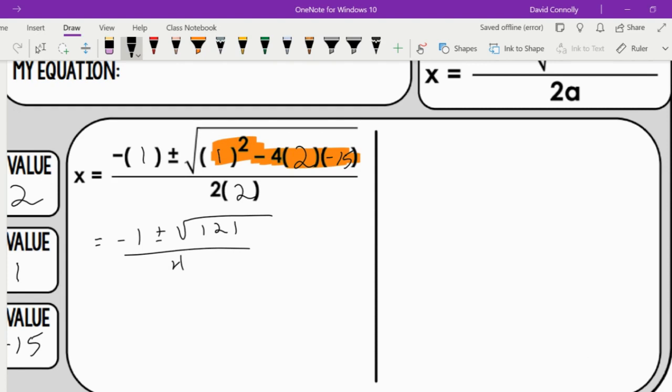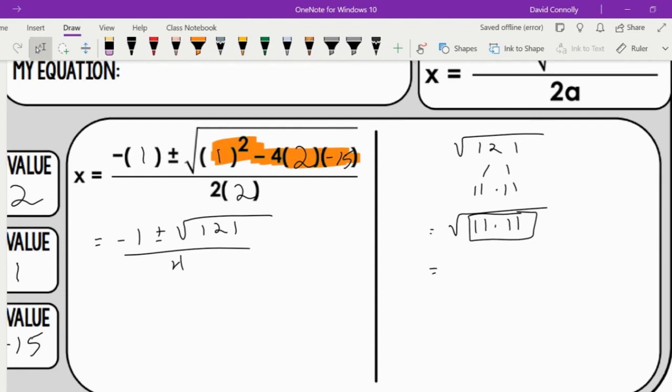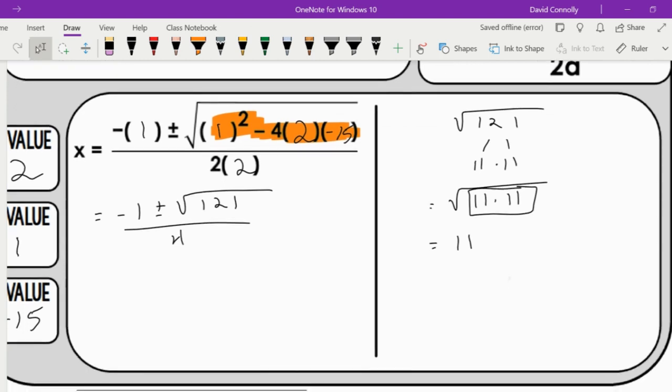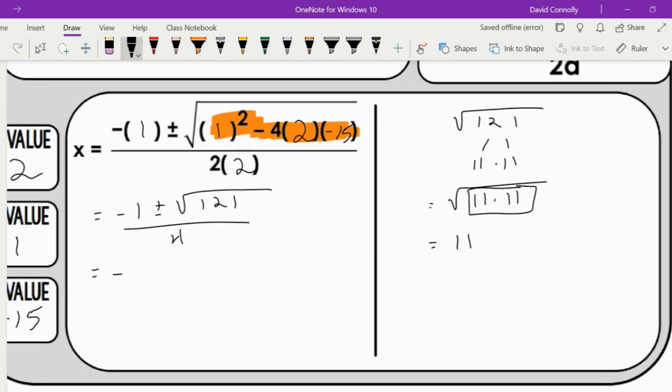So now what we want to do is go over here in our scratch work area and simplify the square root of 121. Now, this time there is only one way to break down 121, and that is 11 times 11. So we rewrite that under our square root, 11 times 11, and we see that we have one pair of 11s, and that is going to come outside. And there's nothing left on the inside, so we don't need to write anything else. So this becomes negative 1 plus or minus 11. That's what the square root of 121 is.